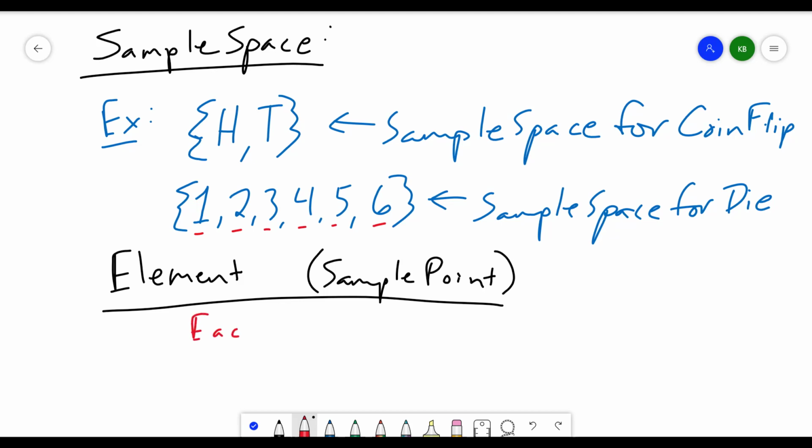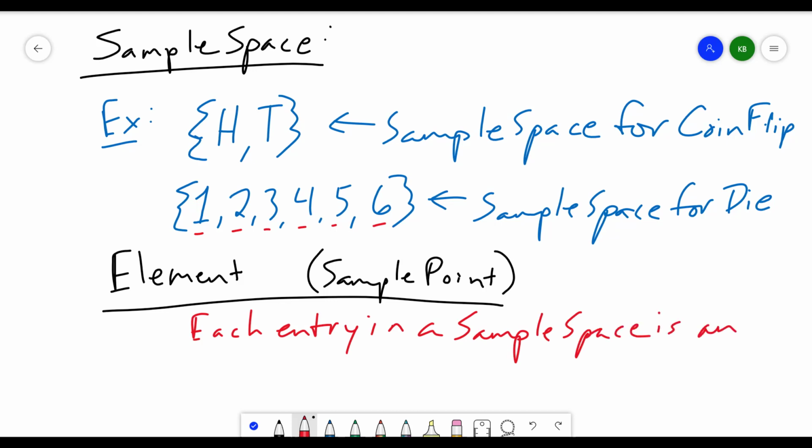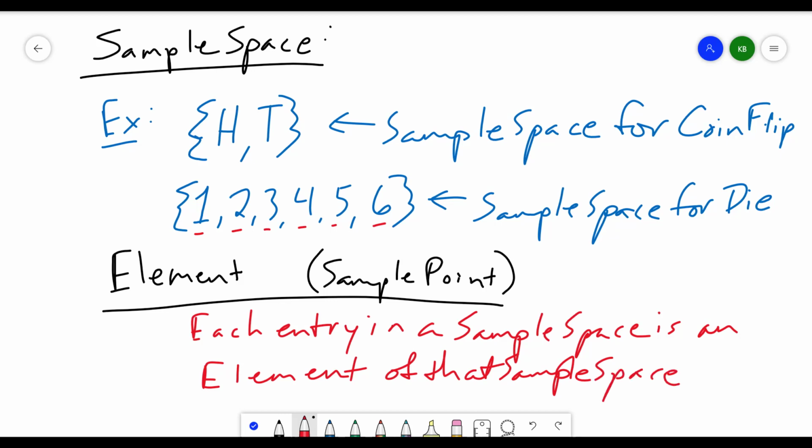So each entry in a sample space is an element of that sample space. Also, sometimes I say sample point, we also sometimes call it a member. So we've got lots of words we can talk around. I'll try and keep it to element. Every once in a while I'll probably slip to member. I'll rarely call it a sample point.